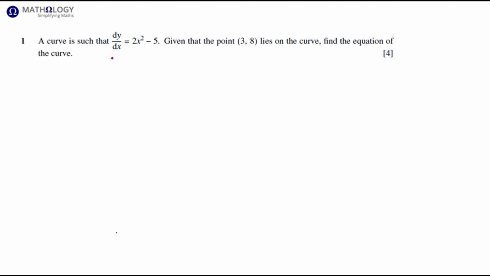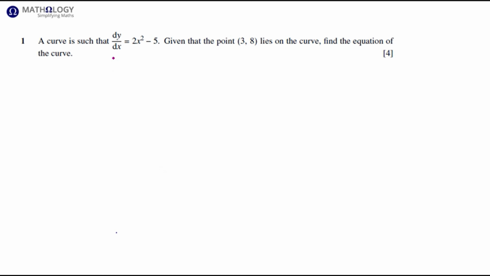A curve is such that dy/dx equals 2x squared minus 5. Given that the point (3, 8) lies on the curve, find the equation of the curve. Okay, well, the first thing we should do is always identify exactly what we've been given so that we know exactly what we need to do.